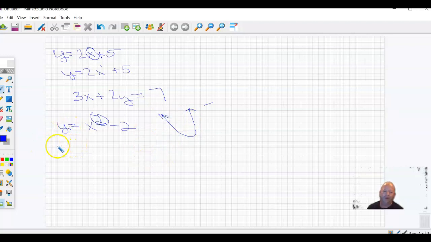Now, we also have a parabola where the equation could look like this. Now remember, this square goes with this whole thing. So that's going to make the x squared here. So this also is a parabola.